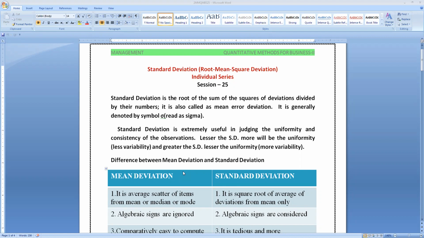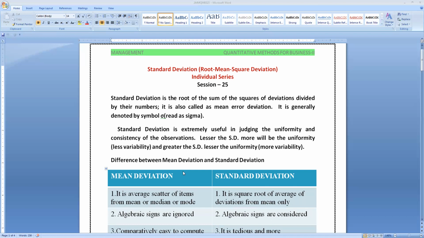So, in the previous classes, we have come across the calculation of different types of measures of dispersion, that is range, mean deviation, and quartile deviation. In this session, we are going to start the last type of measures of dispersion, that is called standard deviation. This can also be called root mean square deviation.